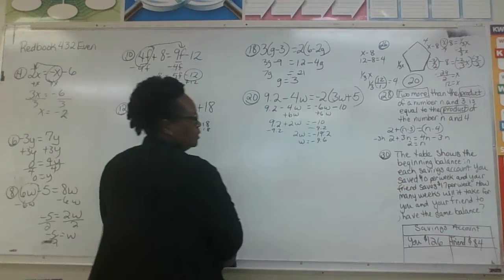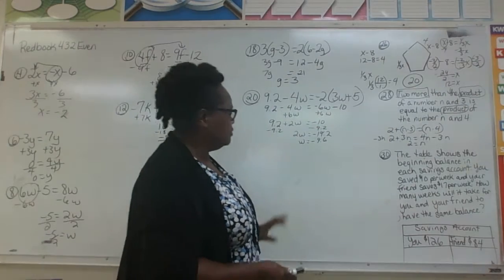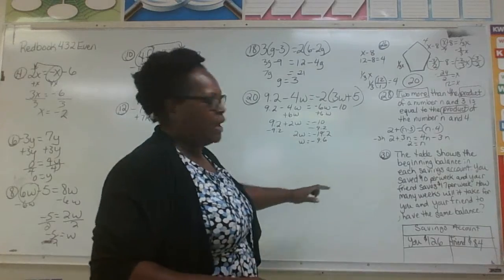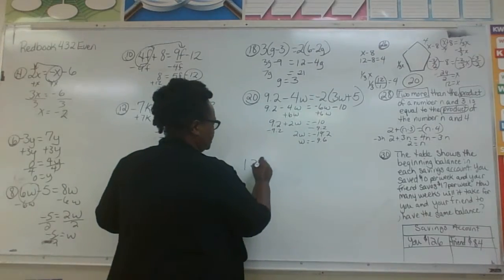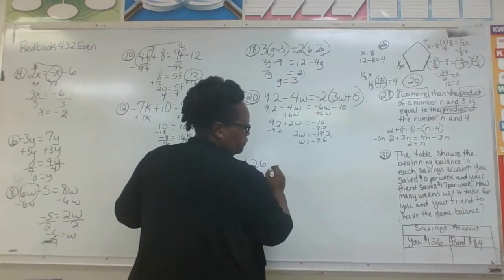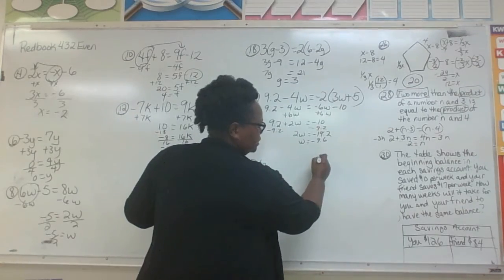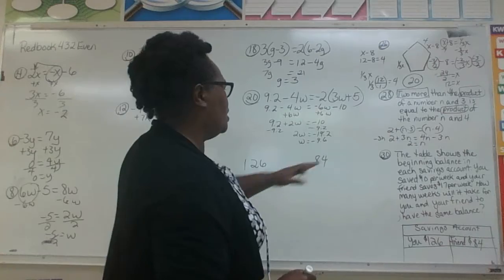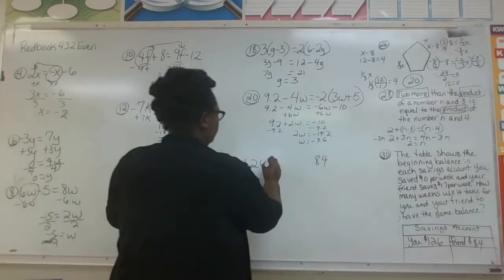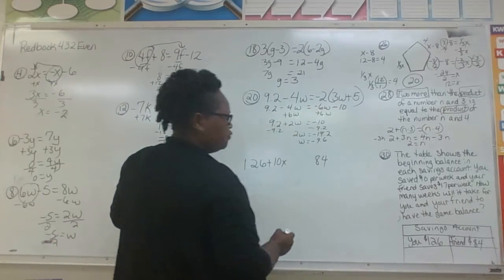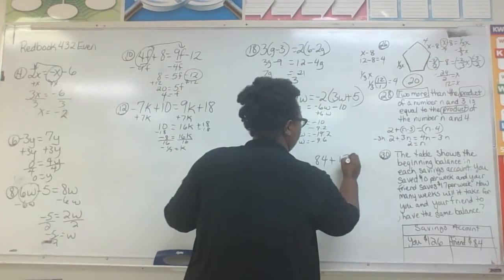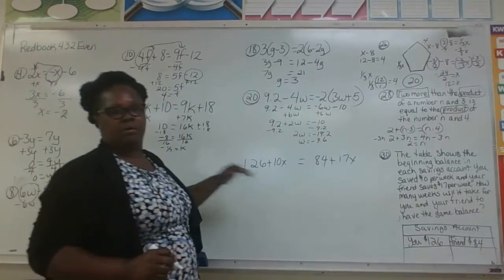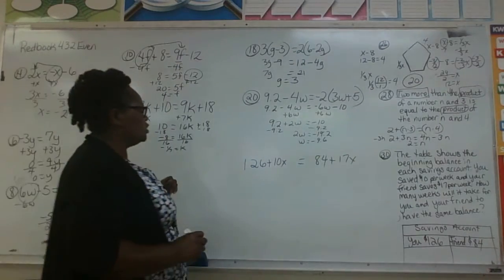Whew, not much time. Bottom line is we make one equal to the other. 126 for the friend and 84 for you. You do $10 a week plus 10x, and the friend does 17 a week plus 17x, and then you make them equal to each other and solve.